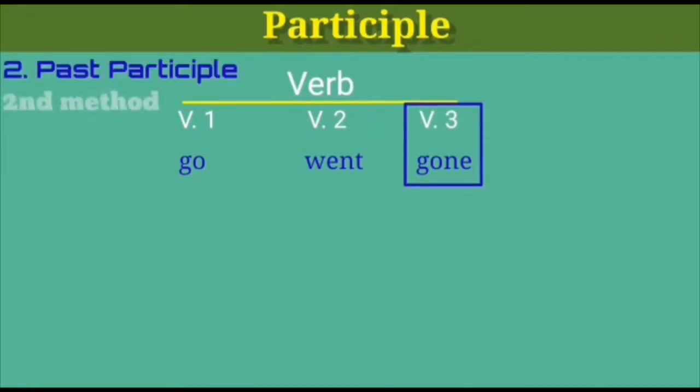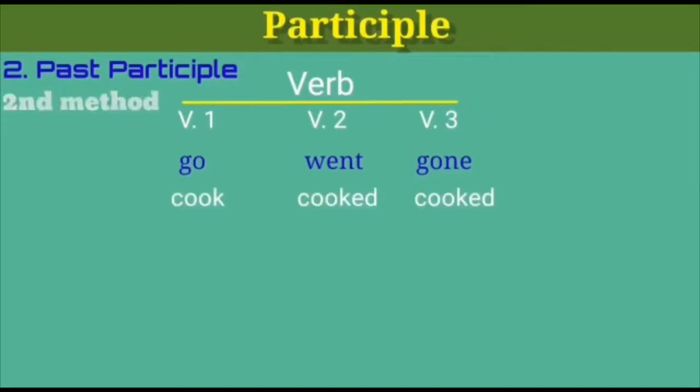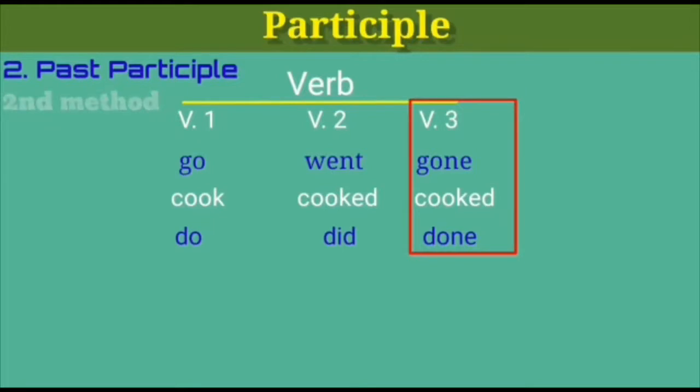So verb 3 is known as a past participle. Let me give some more examples. Cook, cooked, cooked. Number 3, cooked, is the past participle. Do, did, done. Verb 3 is done. So this is the past participle. This is all about the kinds of participle.